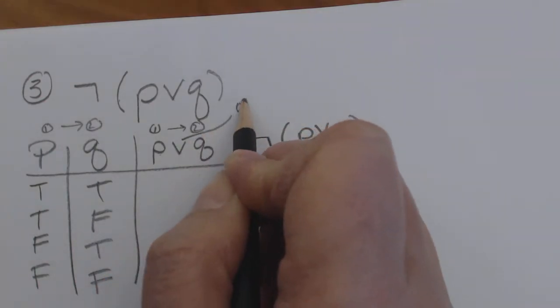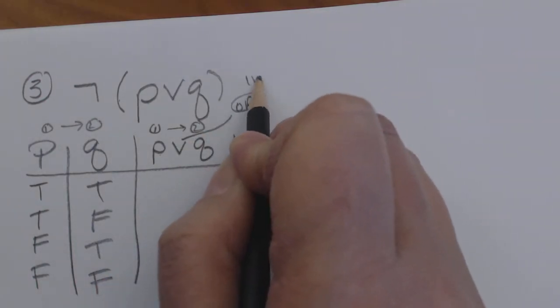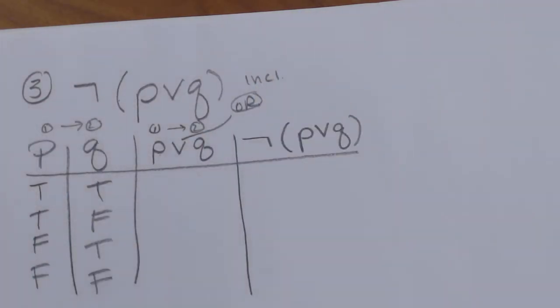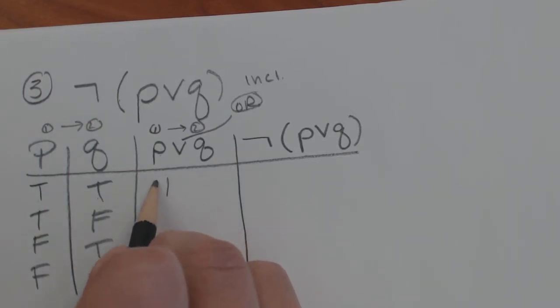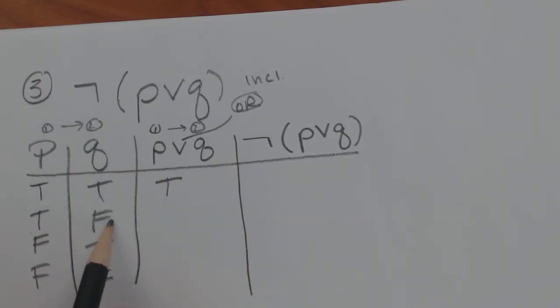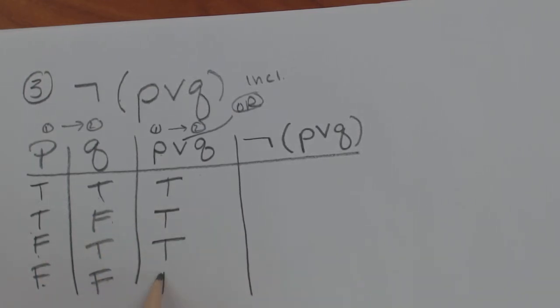This is an or, and this is inclusive, which means one or the other or both. One has to be true, the other has to be true, or both. So here we have true, true, both true, absolutely fine. True, false, absolutely fine. False, true, absolutely fine. False, false, we can't have, it has to be one or the other or both.